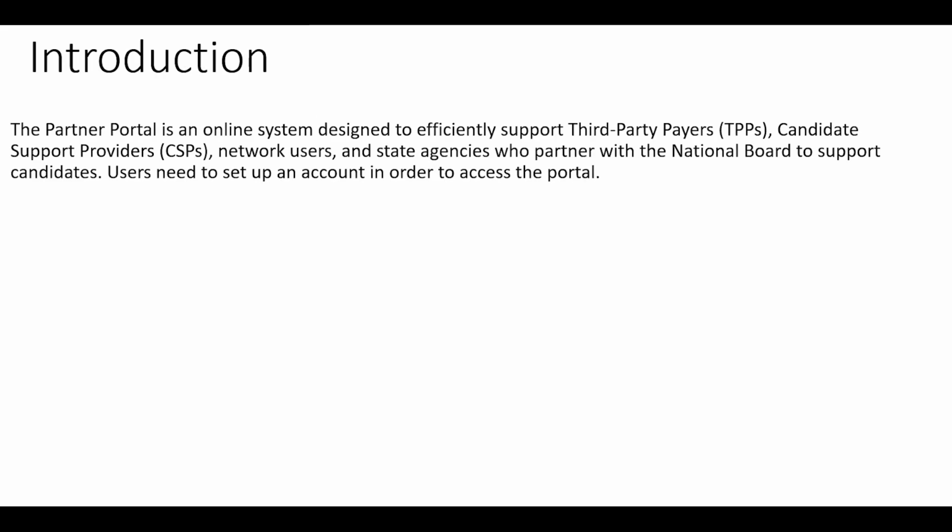Introduction. The Partner Portal is an online system designed to efficiently support third-party payers, TPPs, candidate support providers, CSPs, network users, and state agencies who partner with the National Board to support candidates. Users need to set up an account in order to access the portal.